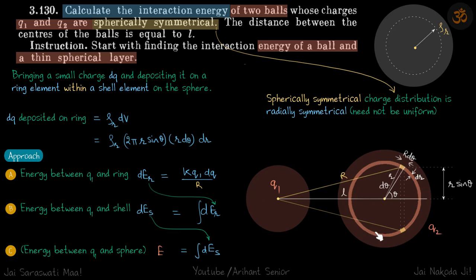Now for the whole sphere, we are going to integrate this shell from here to here. If we integrate this shell, then we get the eventual energy between q1 and the sphere, right? By sphere I mean the second sphere.